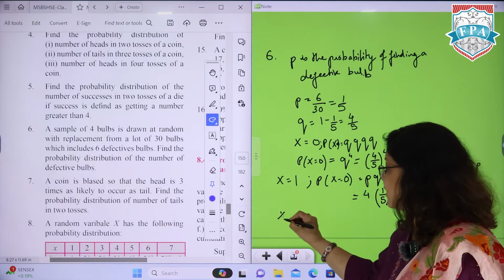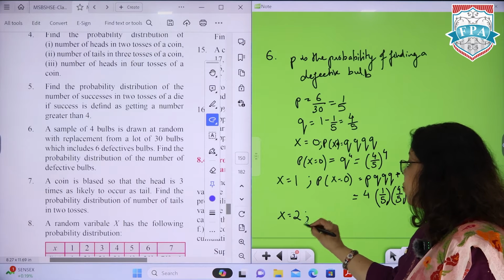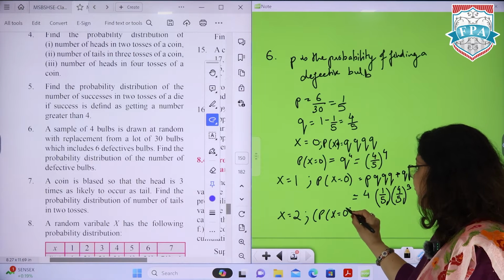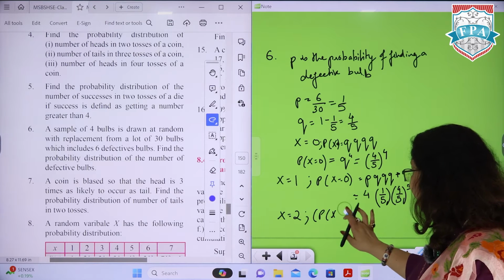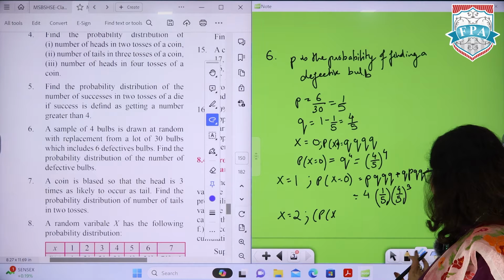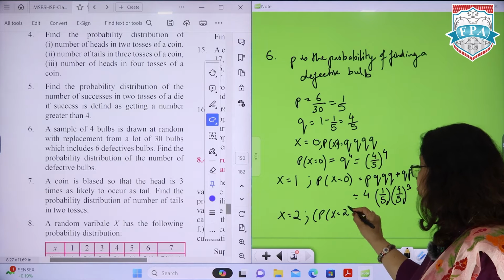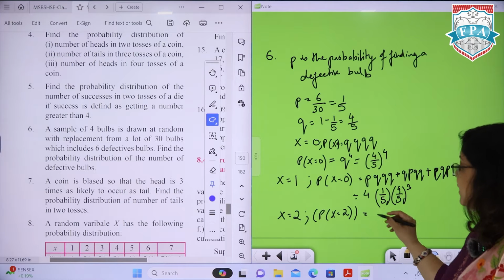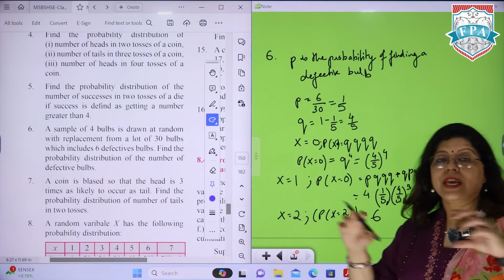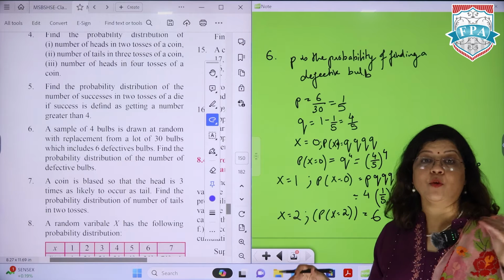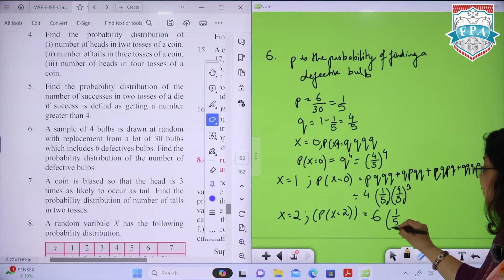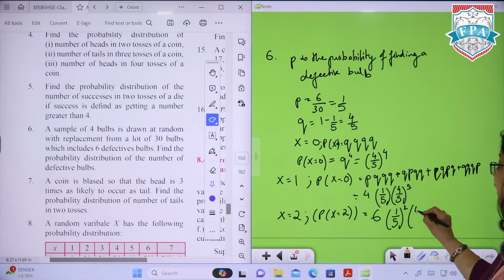Similarly, we'll go for x is equal to 2. So यहाँ पे आपके x is equal to 2. So here the values will be 2 p's and 2 q's. So when we calculate this, there will be 6 cases of this: ppqq, pqpq, and so on. So 6 cases, 2 p's, so 1 by 5 two times, and then 4 by 5 two times.